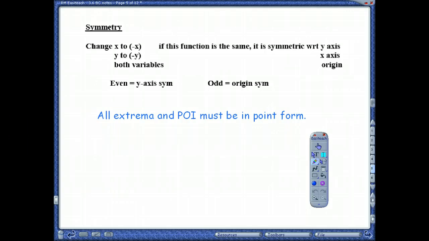Remember, there's another way to discuss y-axis symmetry. Even is another way to talk about y-axis symmetry. Odd is another way of saying origin symmetry. Remember, all extrema, all points of inflection have to be in point form.